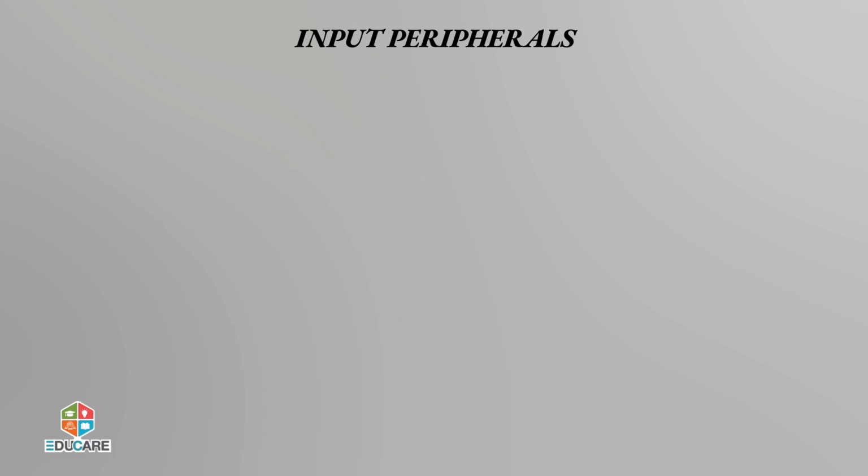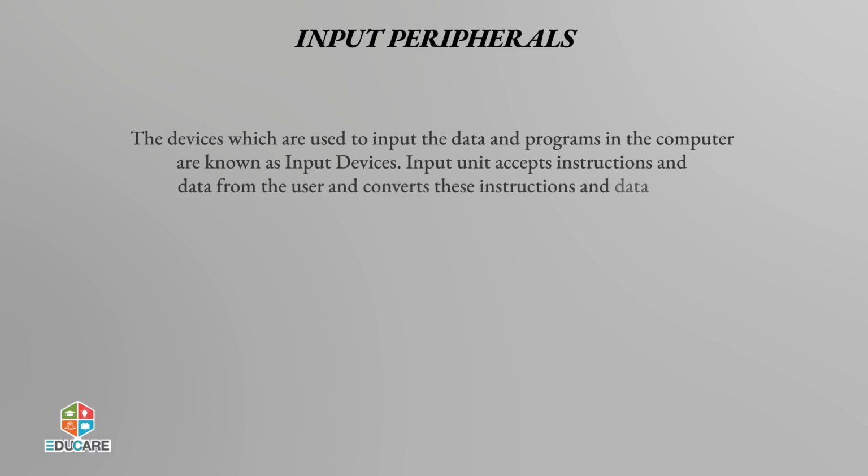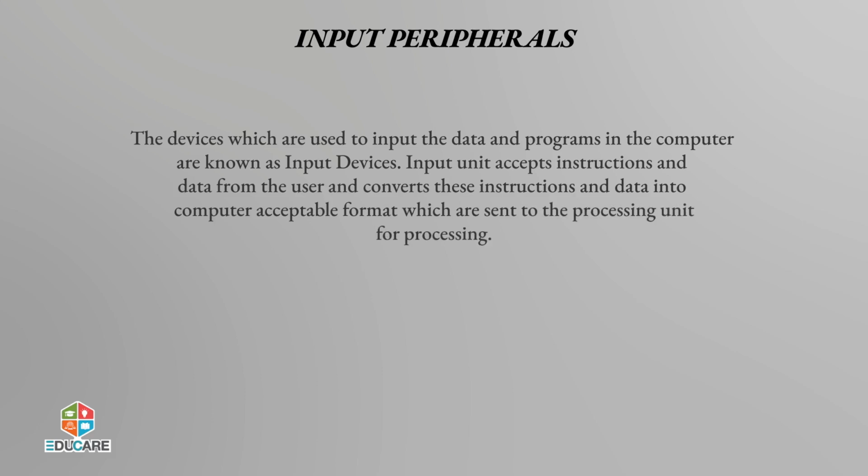Input peripherals. The devices which are used to input the data and programs in the computer are known as input devices. Input unit accepts information and data from the user and converts these instructions and data into computer acceptable format, which are sent to the processing unit for processing.